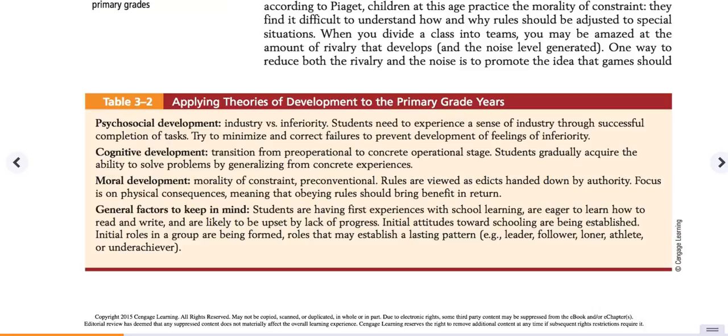General factors to keep in mind: students are having first experiences with school learning, are eager to learn how to read and write, and are likely to be upset by lack of progress. Initial attitudes towards schooling are being established. Initial roles in a group are being formed, roles that may establish a lasting pattern, for example, leader, follower, loner, athlete, or underachiever.